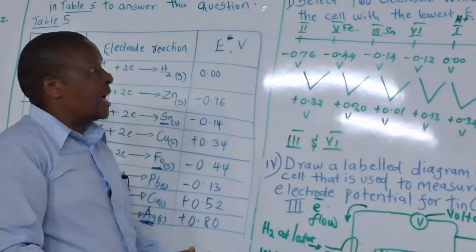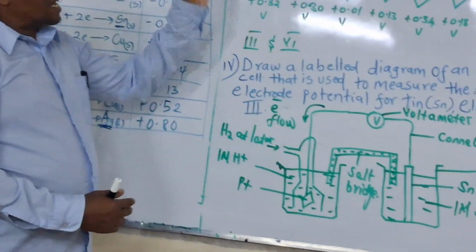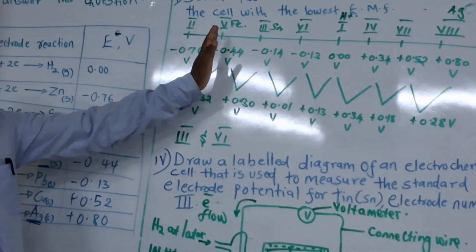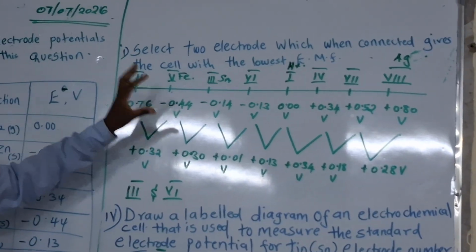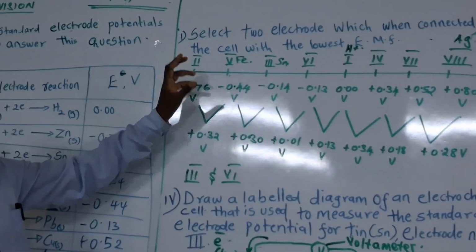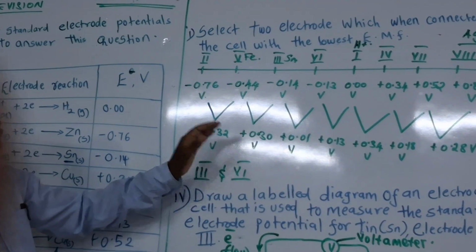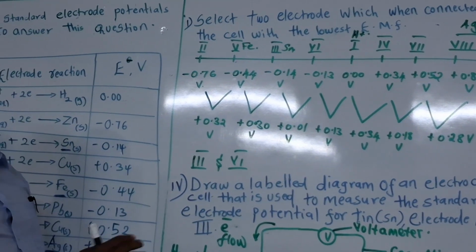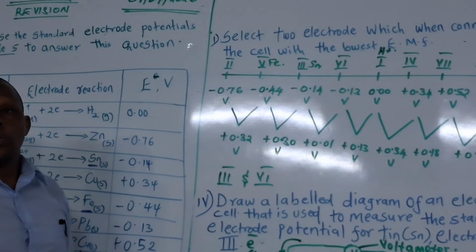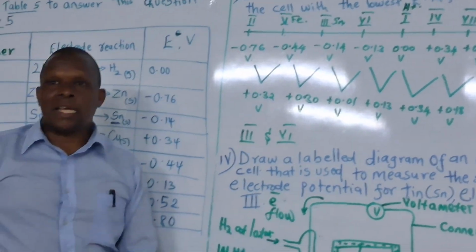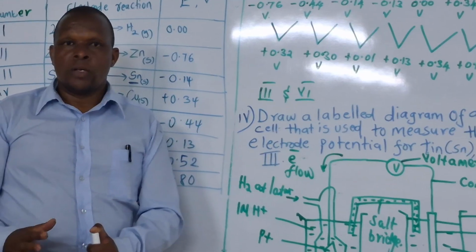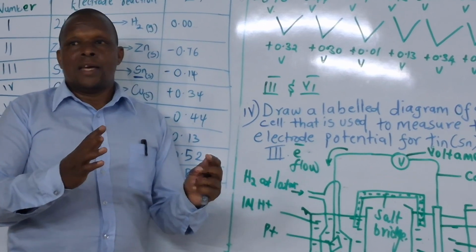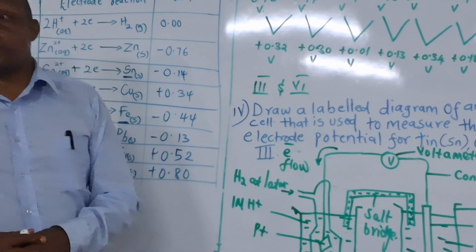So we need to understand. I hope so far you have realized that this number line is very important. If you are in a position to arrange the standard reduction potentials of the half cells from left to right in the right order, there's no question you cannot be able to answer in electrochemistry. Whether drawing the diagram, whether calculating EMF, you'll be able to do all of them.